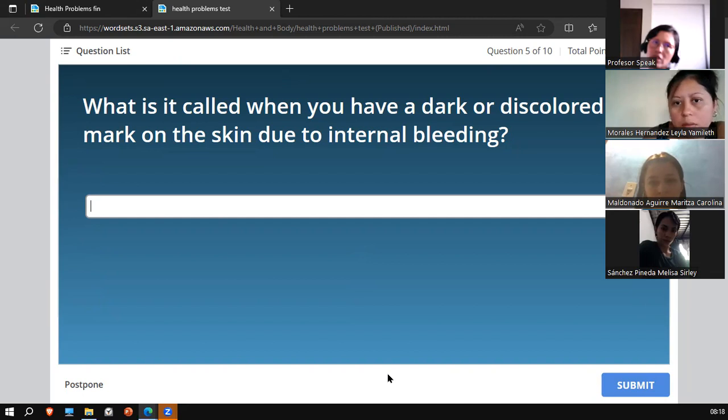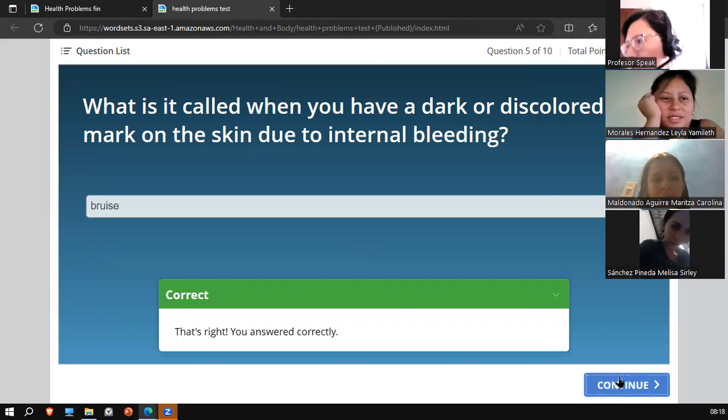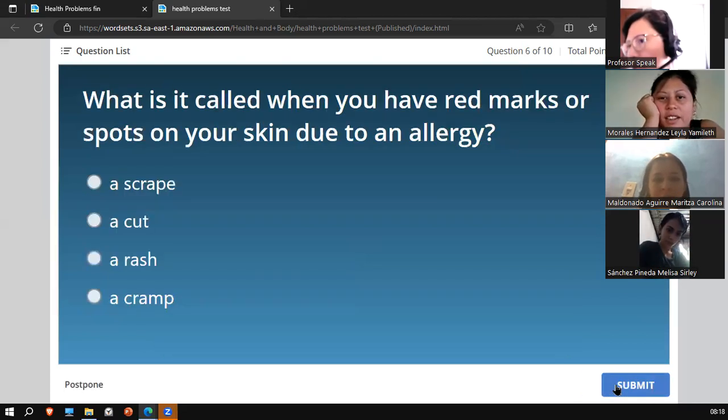Sunburn? No, because that's when you spend too much time outside and the sun hurts your skin. This one is different. This one you felt? A bruise. Okay, a bruise. Yeah, that's correct, right? It's a bruise. A dark one.